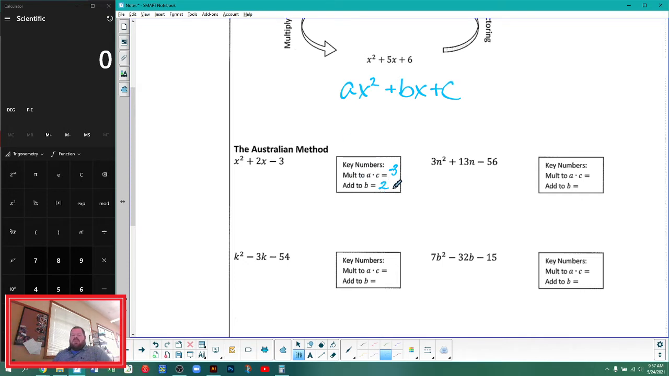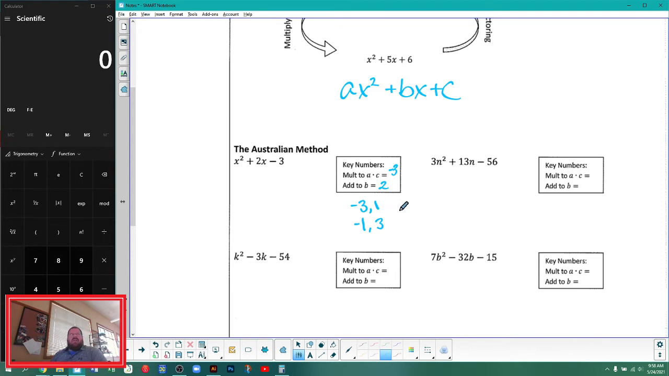The beauty with this one is I don't have a whole lot of options for things that multiply to -3 that also add to 2. And I want to think of things that multiply to -3 first. So that could be a -3 and a +1, or a -1 and a +3. Those are really my only options there. Now, as we get to more complicated problems, they're going to have more possibilities that get us to that a times c.